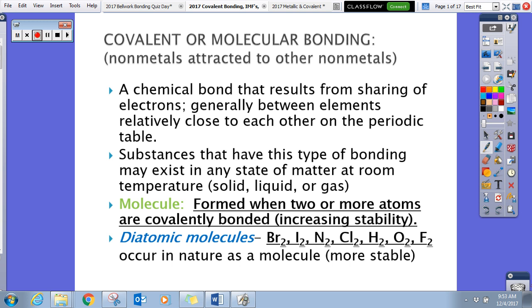You do need to highlight or put a star by those special 7 diatomic molecules. I use the phrase Brinkelhoff to help remember those special 7 that, when they're in elemental form, are always attached in pairs. So bromine, iodine, nitrogen, chlorine, hydrogen, oxygen, and fluorine are all diatomic molecules, and they are all covalently bonded as elements because they are all nonmetals.